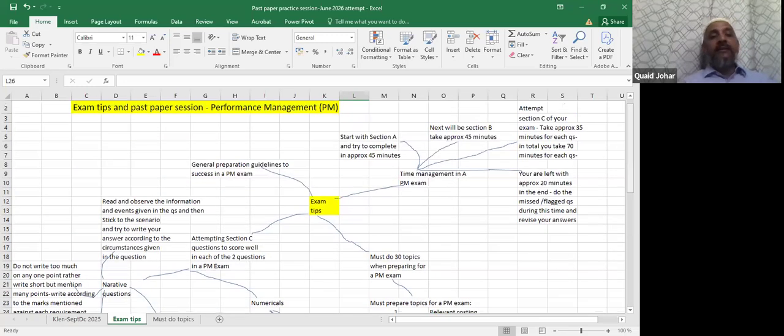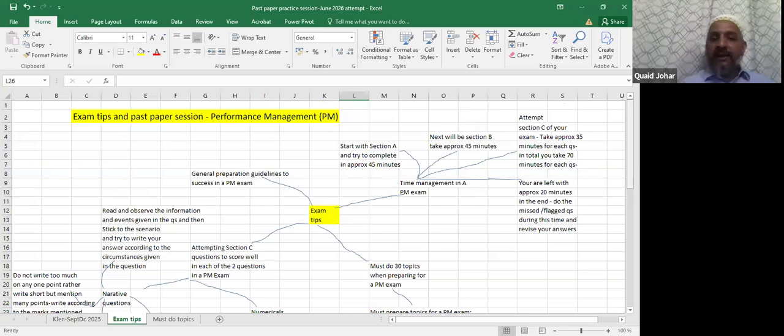Now, let me discuss the general guidelines and then we move on to the question, which is part of our today's past paper practice session. So we'll at least do a part of that question.